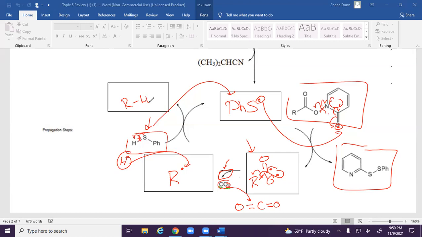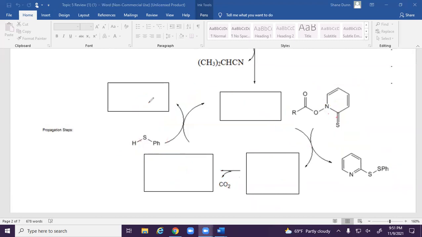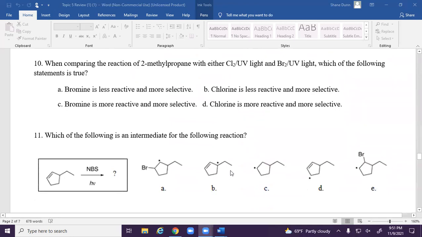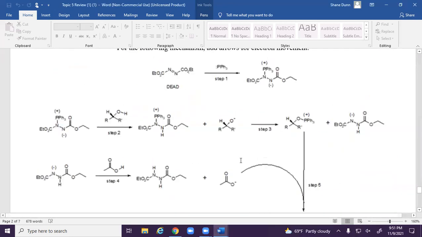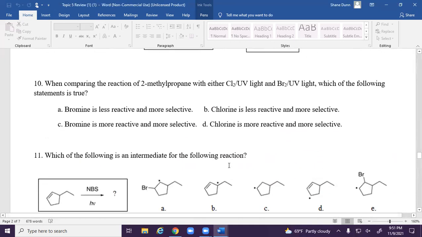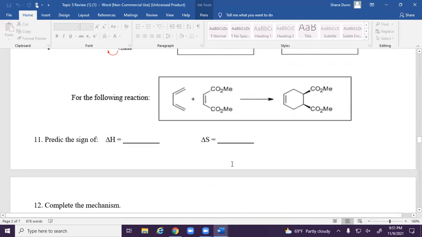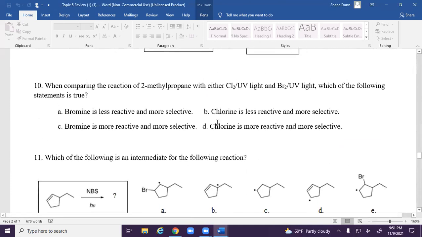Basically, if you have a radical, you will always get a radical. It's a never-ending cycle. That's the biggest takeaway from this topic review. Does that make sense? Yeah. Cool. Almost done. Nice. We just did that one. Number 10.